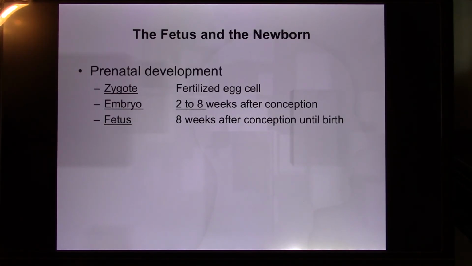During the embryo development, there are different terms. The fertilized egg is called a zygote. From 2 to 8 weeks, they don't call it a fetus, they call it an embryo. So in the first trimester, 2 to 8 weeks, that's the embryo. After 8 weeks, it's called the fetus.